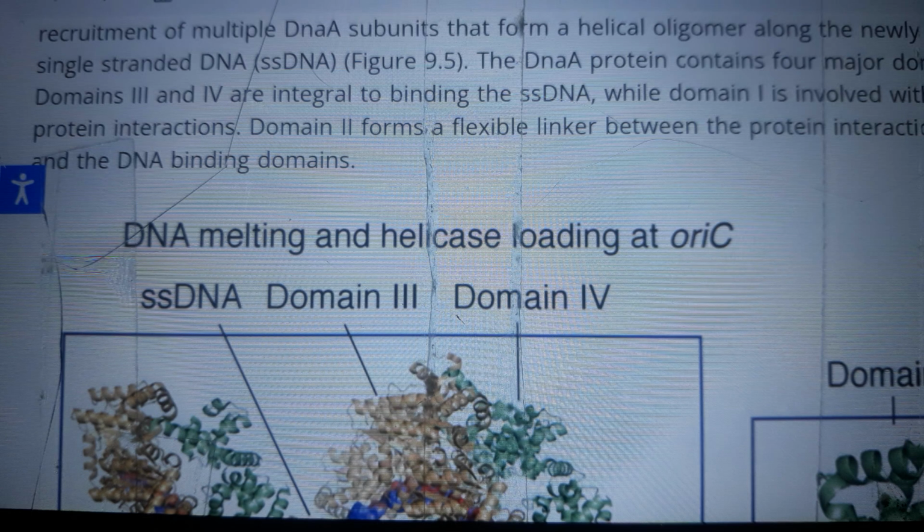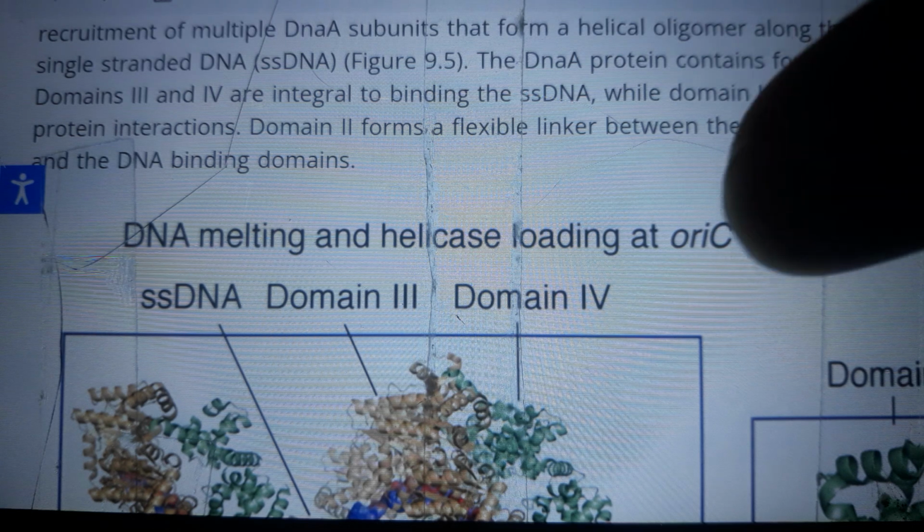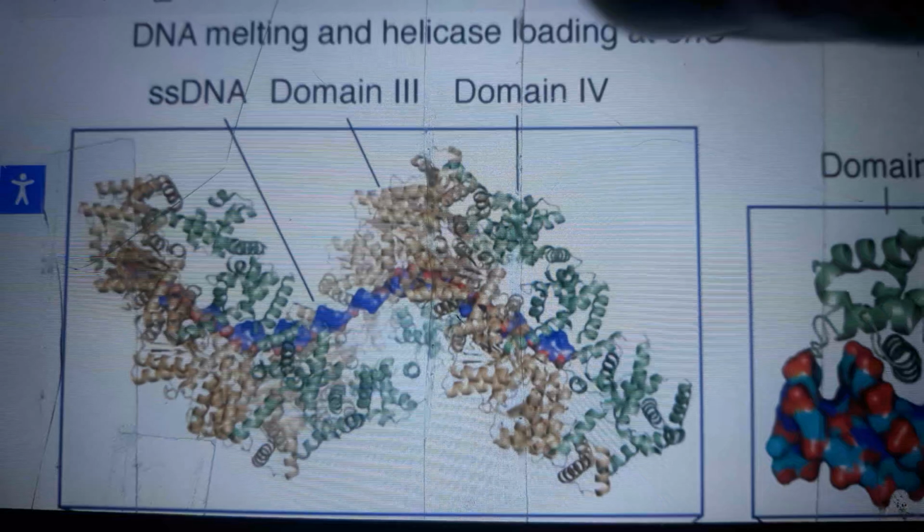The DNA-A protein contains four major domains. The domains 3 and 4 are integral to binding the ssDNA, while domain 1 is involved with protein-protein interactions. Domain 2 forms a flexible linker between the protein interaction domain and the DNA binding domains.